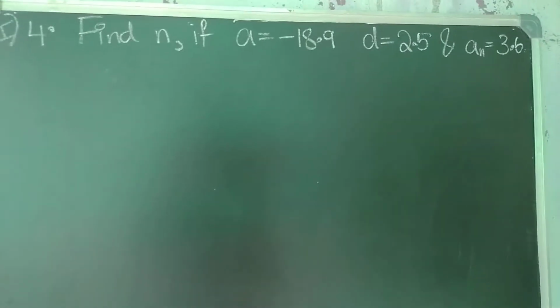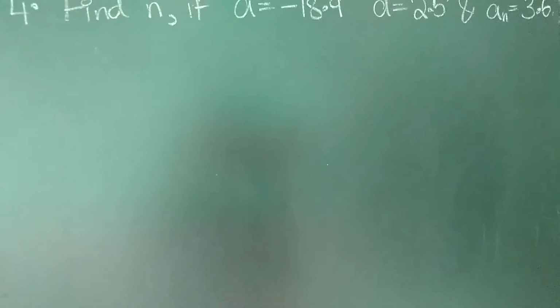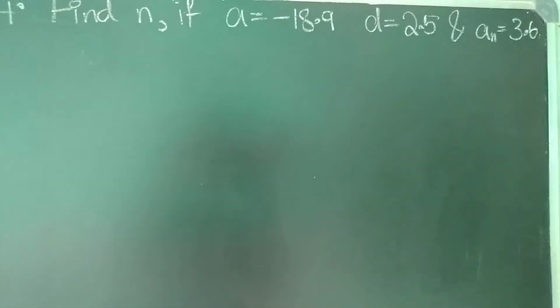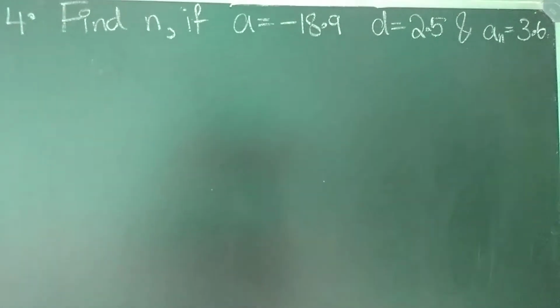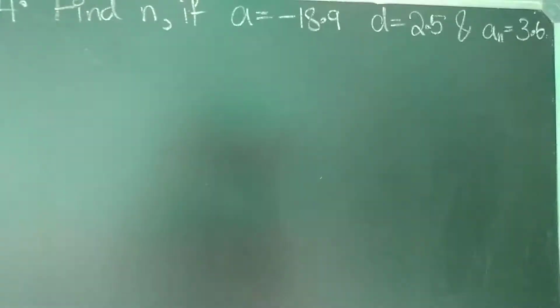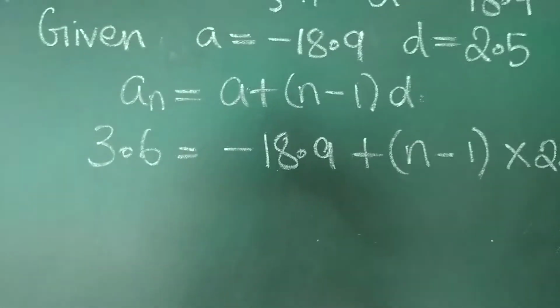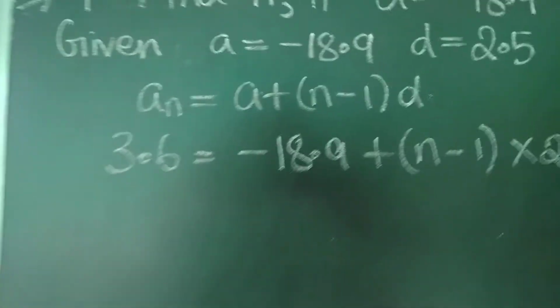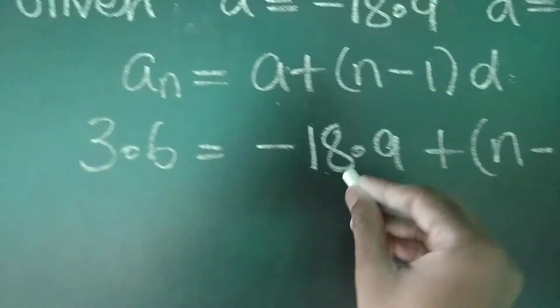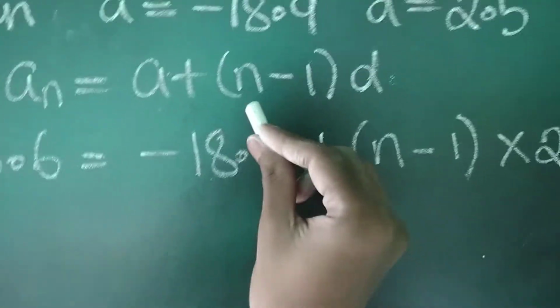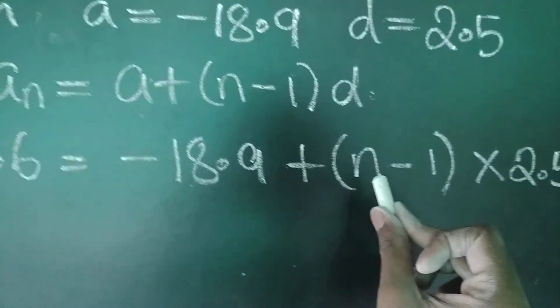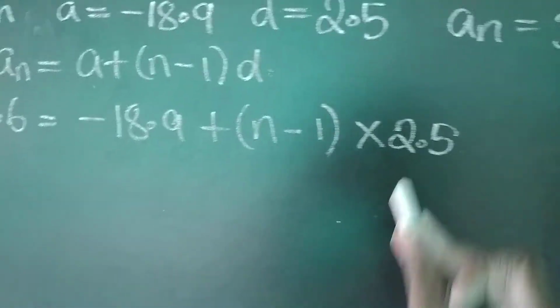Fourth one we have like this. Find N if A is minus 18.9, D is 2.5 and AN is 3.6. So now write the given and the formula. Get ready with that. After substituting the values, we will be having it like this: AN is 3.6, A is minus 18.9, N only we need to find. So write the alphabet N as it is, minus 1 into D, which is 2.5.